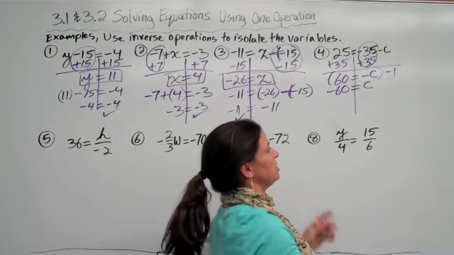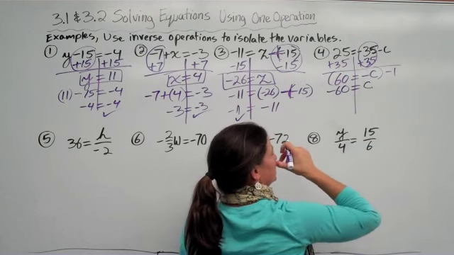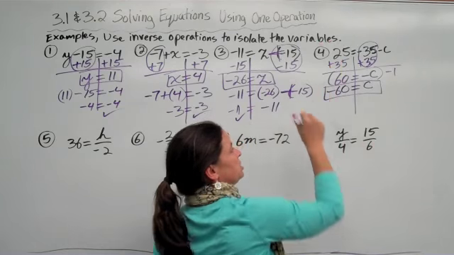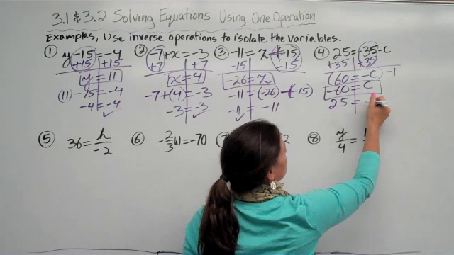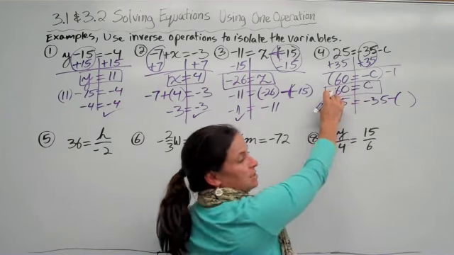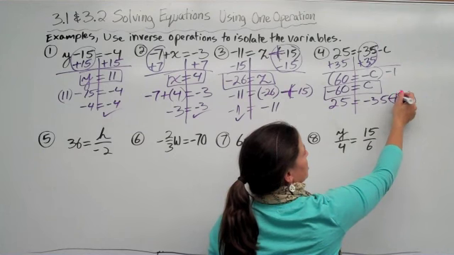Doing, again, the same thing to both sides of the equation. This times negative 1 makes positive. This times a negative 1 makes a negative. So I end up with c equals negative 60. Plug it into the equation, check and see if it's right. 25 equals negative 35 minus whatever c is. And c is a negative 60. All right, I have a double negative, which makes it a positive.